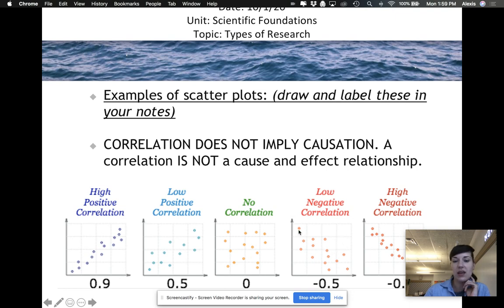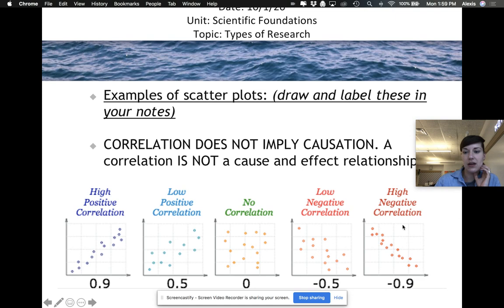So again, this is going from up to down, right? This is going down. And if we drew our line of best fit, we would get some of the points, but not a whole lot. We'd have quite a few outliers. And then by the same token, we have a high negative correlation.